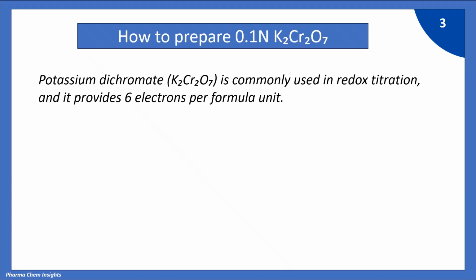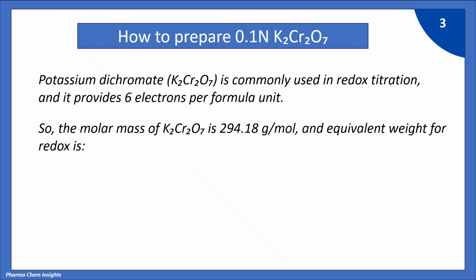Potassium dichromate is commonly used in redox titration and it provides 6 electrons per formula unit, that is K₂Cr₂O₇. The molar mass of K₂Cr₂O₇ is 294.18 gram per mole and equivalent weight is 294.18 divided by 6, which is equal to 49.03 gram per equivalent.